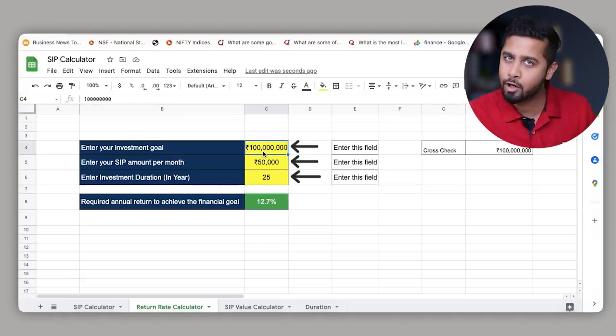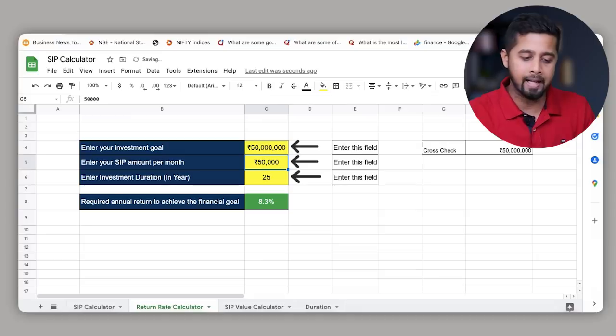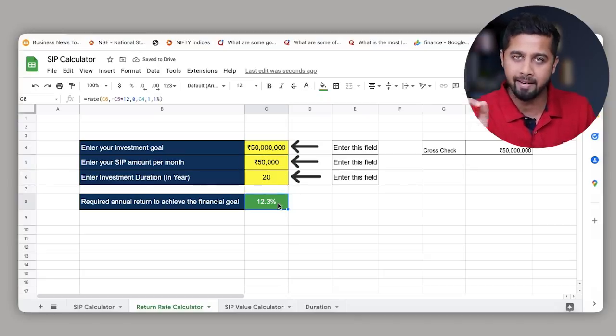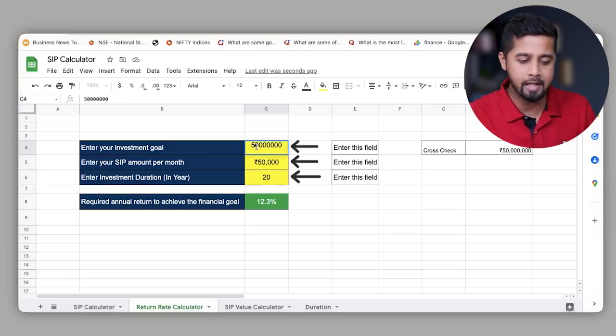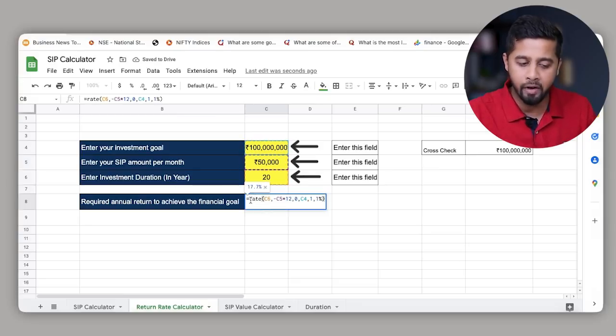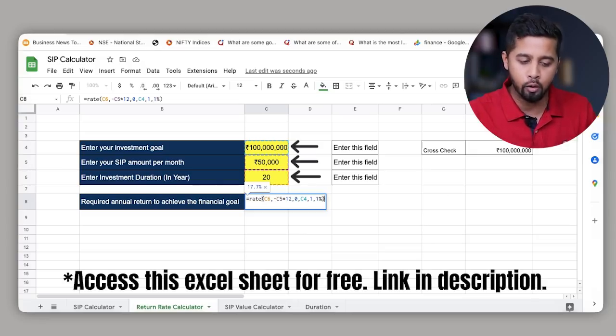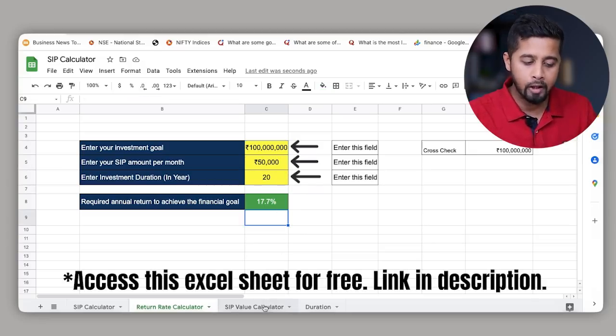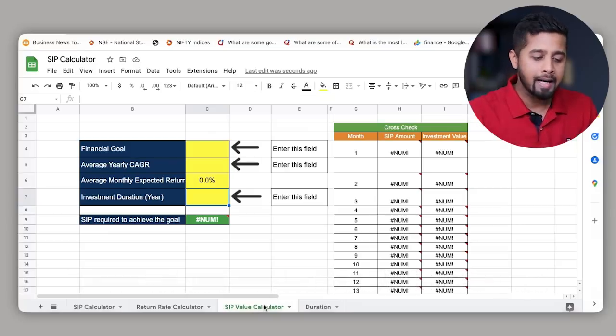Of course, you can change your investment goal as well. So let's say instead of 10 crore, you want to achieve a corpus of 5 crore. And in that case, let's say you want to invest for 20 years and make an SIP of 50,000, then you just need 12.3% return, which is pretty much achievable. So all you need to do is play around with these numbers. By the way, I have used a function called the rate function. So you can see here, this is a simple rate function that you can Google and you can calculate your own annual return.